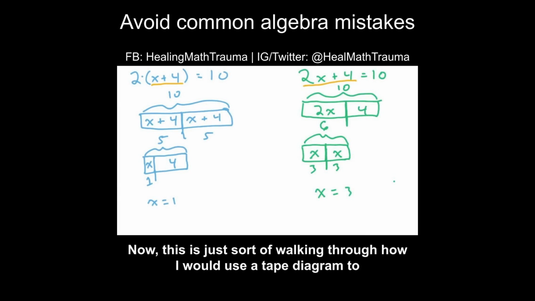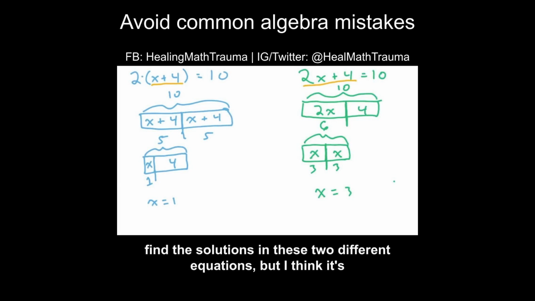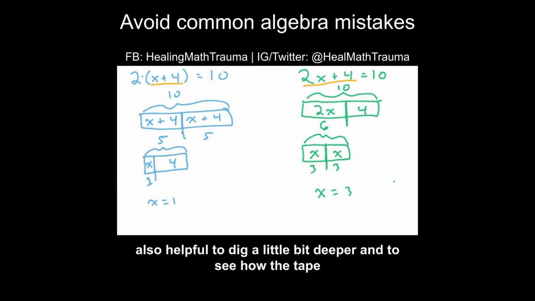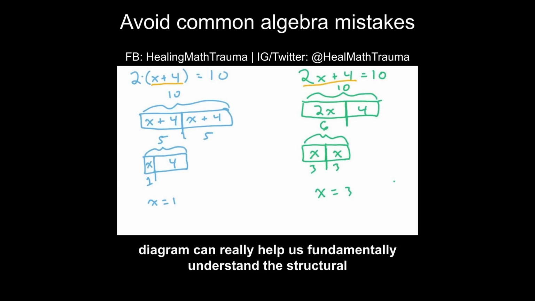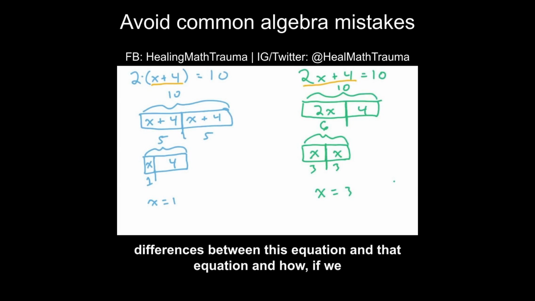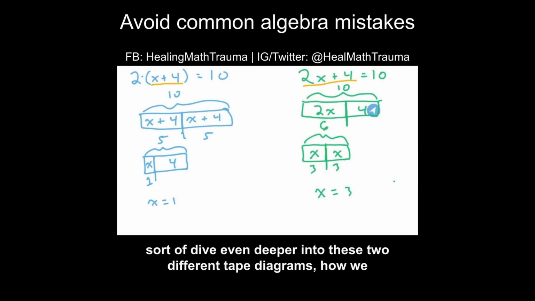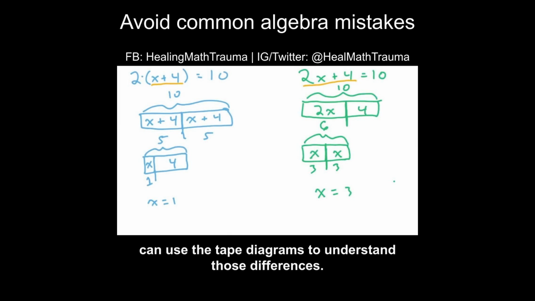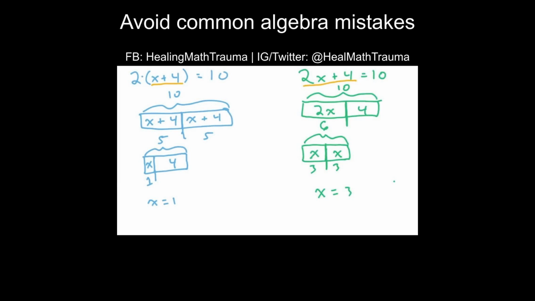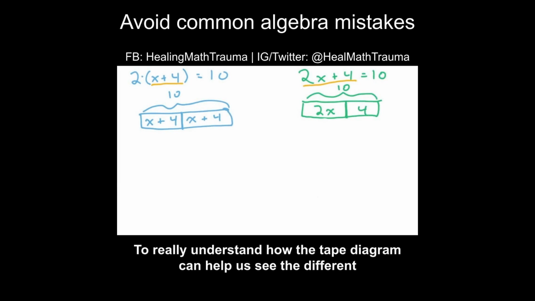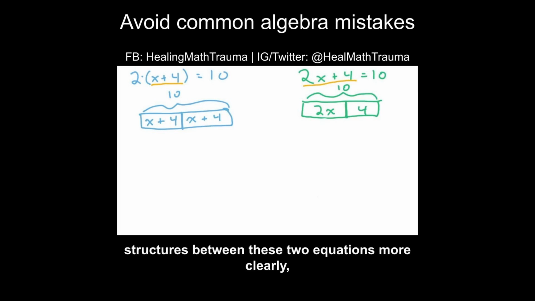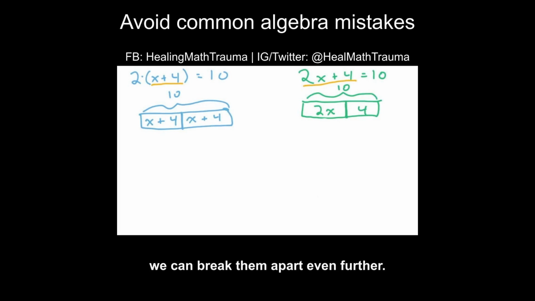Now, this is just sort of walking through how I would use a tape diagram to find the solutions in these two different equations, but I think it's also helpful to dig a little bit deeper and to see how the tape diagram can really help us fundamentally understand the structural differences between this equation and that equation. To really understand how the tape diagram can help us see the different structures between these two equations more clearly, we can break them apart even further.